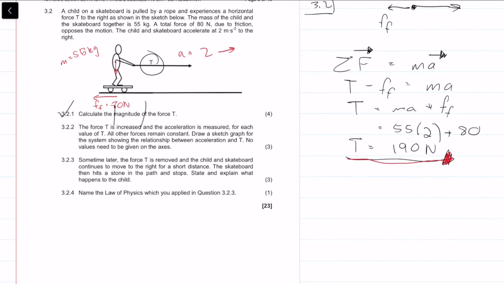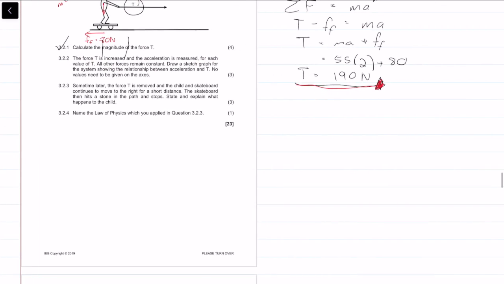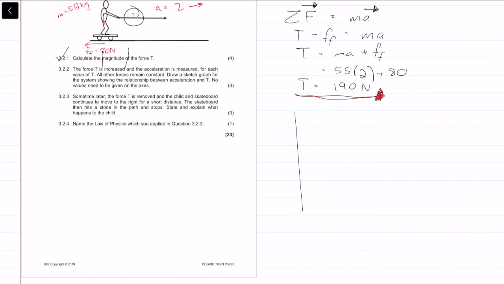The force T is increased and the acceleration is measured for each value of T. All other forces remain constant. Draw a sketch graph for the system showing the relationship between acceleration and T. No values. Okay, so we don't need to give values. So what are they asking for? We need to show an acceleration versus tension graph. Acceleration is in meters per second squared, and tension is in newtons.